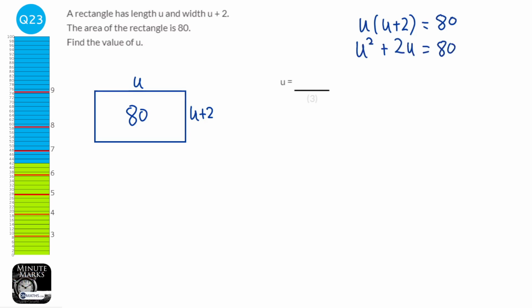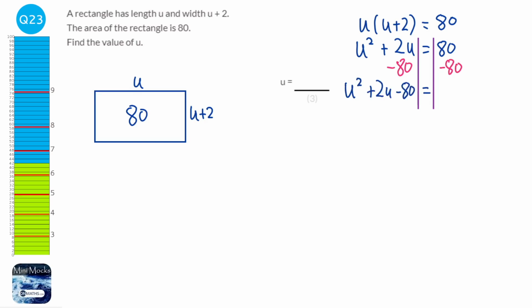And what we're going to do is put everything to the same side. So all I'm going to do here is subtract 80 from both sides. And so we've got u squared plus 2u minus 80 equals 0. Now we're going to be using quadratics, so we're going to factorise this. And so we need two numbers that add together to make 2 and times together to make minus 80. So I'm going to put my brackets out.